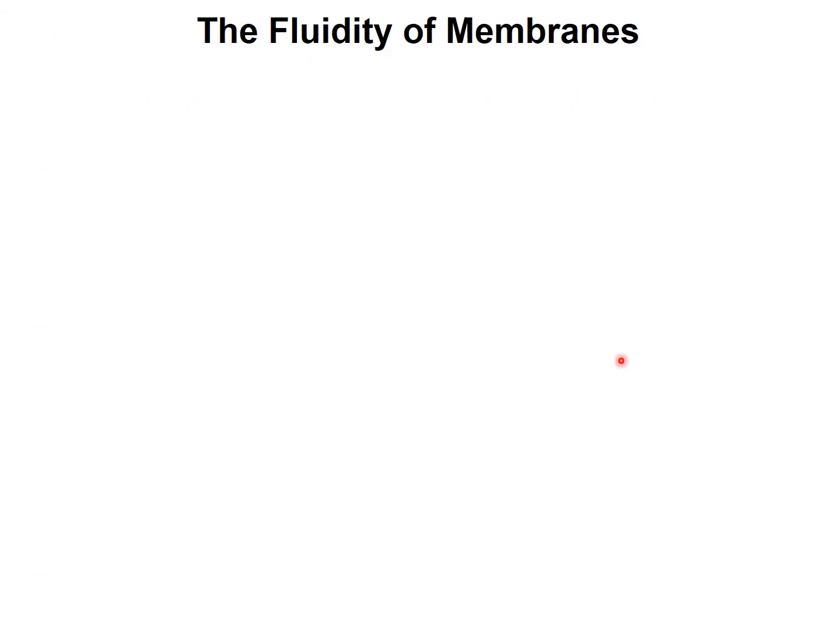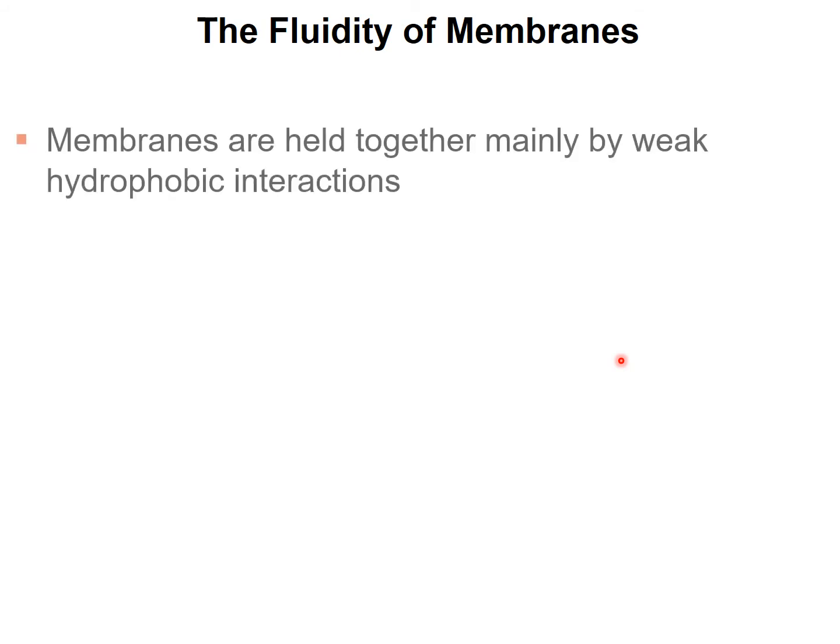All right, so let's talk about the fluidity of the membranes. Now, membranes are basically held together weakly by hydrophobic interactions, because remember, we're dealing with hydrophobic molecules, while some of them might be slightly hydrophilic, as in the phospholipids. Those are actually amphipathic. However, there's a lot more hydrophobic interactions than there are hydrophilic interactions that actually hold the membrane together.